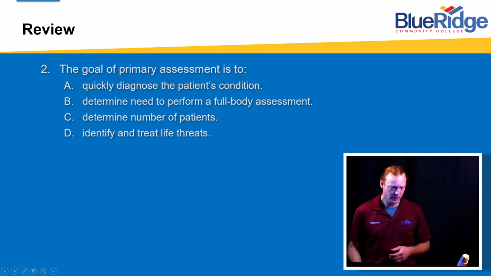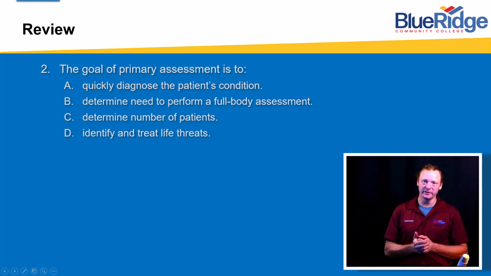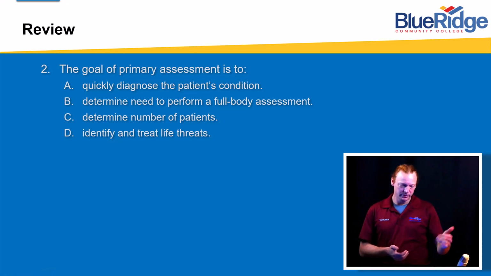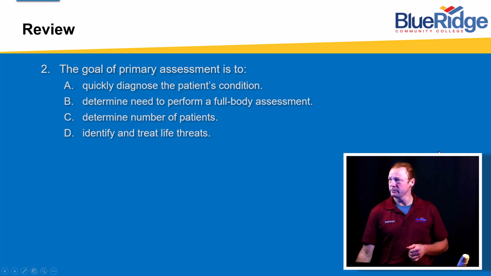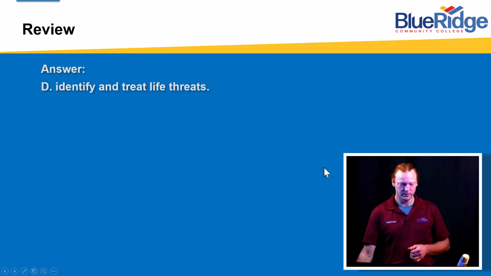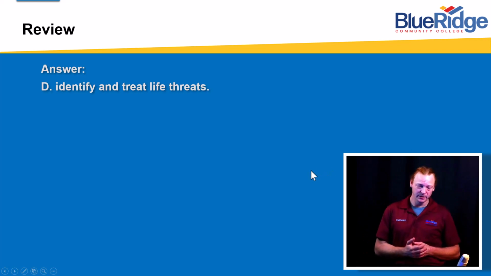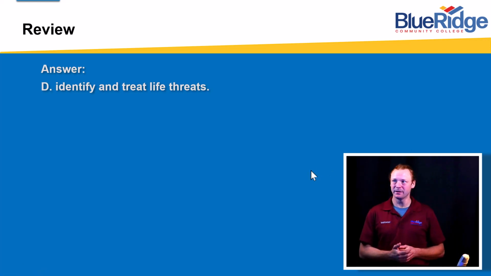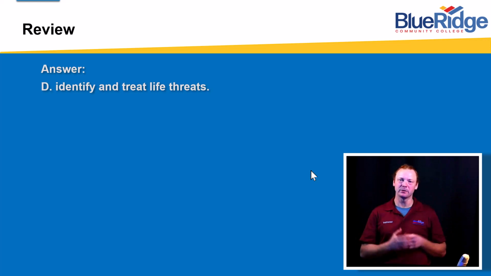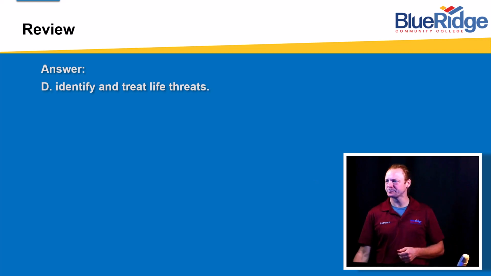Number 2, the goal of a primary assessment is to, please make a selection from the following choices. Okay, the correct answer is D, identify and treat any immediate life threats. Remember to keep in the back of your head what's going to kill them in 60 seconds or less. I need to identify that and treat it and mitigate it.